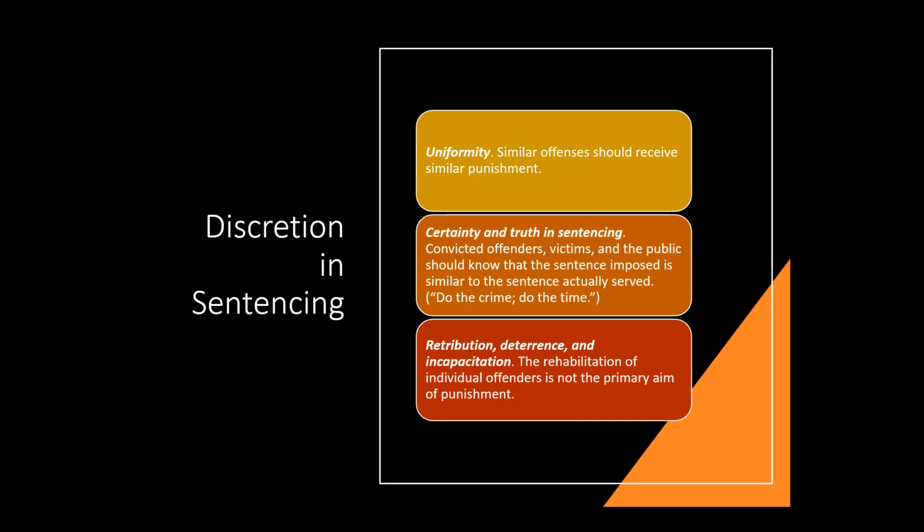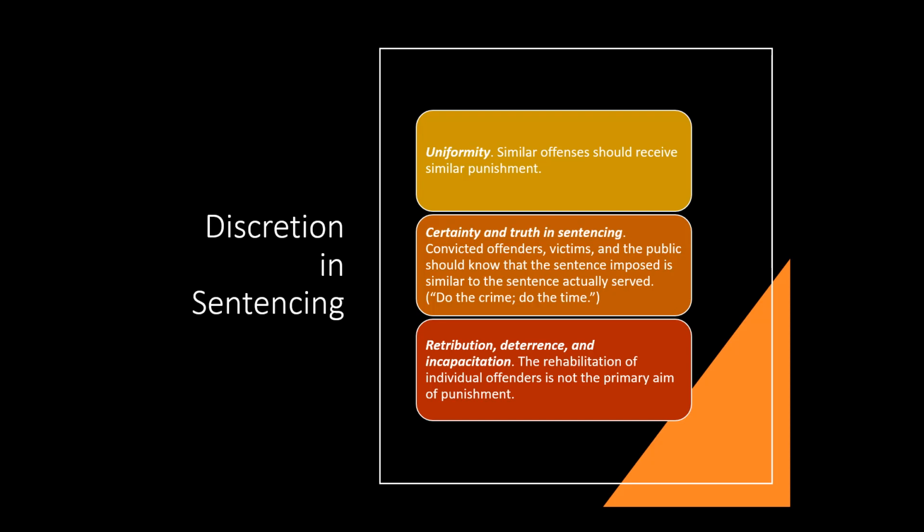Okay, discretion in sentencing. What are we interested in here? Well, what are we looking at? These are kind of your sentencing guidelines, and these are both demands of the experts, you can call them that, and the general public. So one of the things that people wanted was uniformity. The same offense should get the same punishment. Two, certainty and truth in sentencing, and that's a phrase that's repeated in the North Carolina sentencing law.